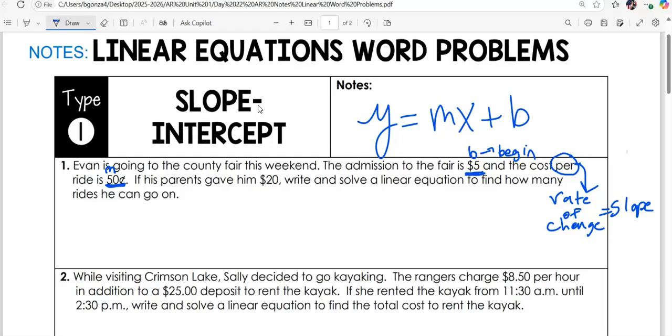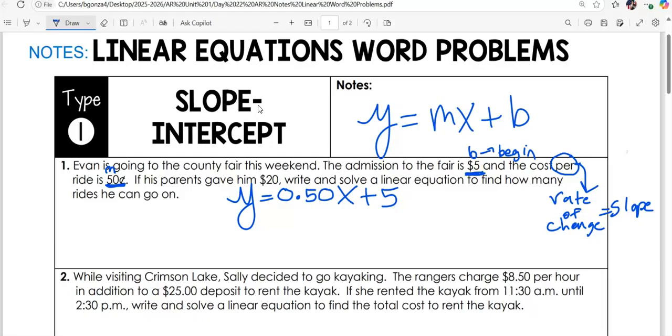So write and solve a linear equation. First of all, we're going to write that linear equation. Y equals. Now, what's going to be my M? Is it going to be 50 cents or $5? 50 cents was the per ride, so I'm going to put 0.50. Y'all got to know that 50 cents is 0.50. Make sure you write this down and not on the computer because this is brand new stuff. X plus B. What's my B, where I began? Admission was $5. So step one, you got to write the equation.